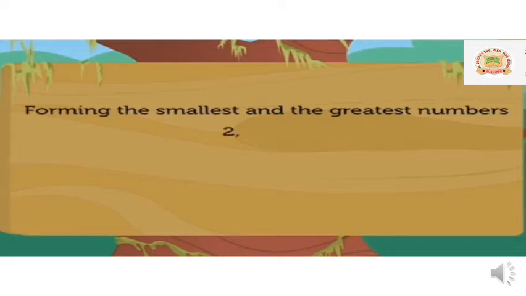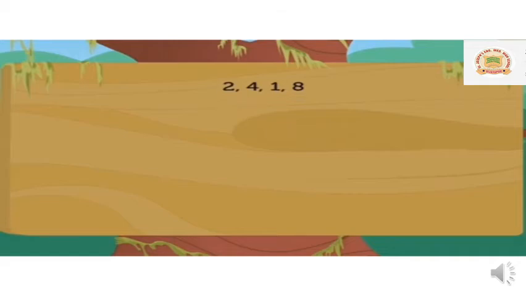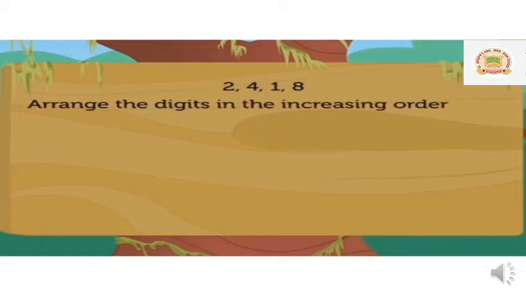So let's take one example, that is 2418. To form the smallest number using these digits, we arrange them in the increasing order. Increasing means you have to arrange from small to bigger. So those digits are 1, 2, 4, 8. So the smallest number is 1248. Smallest number means increasing order.